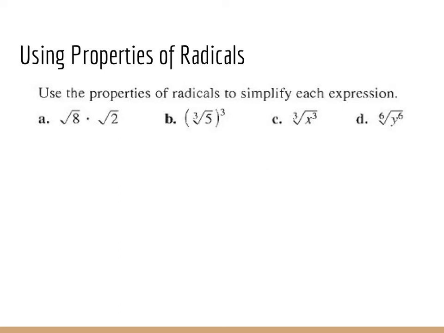Here we can use some of those properties of radicals. So using the properties of radicals, simplify each expression. So for part A, we have the square root of 8 times the square root of 2. Notice that this can simplify as the square root of 8 times 2, which is the square root of 16, which is 4.